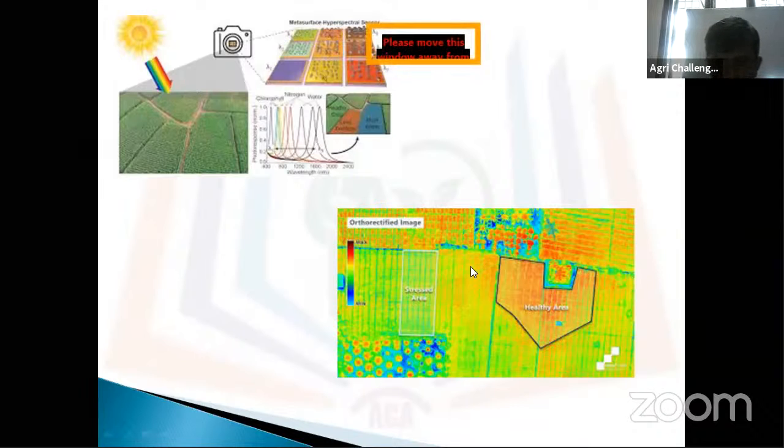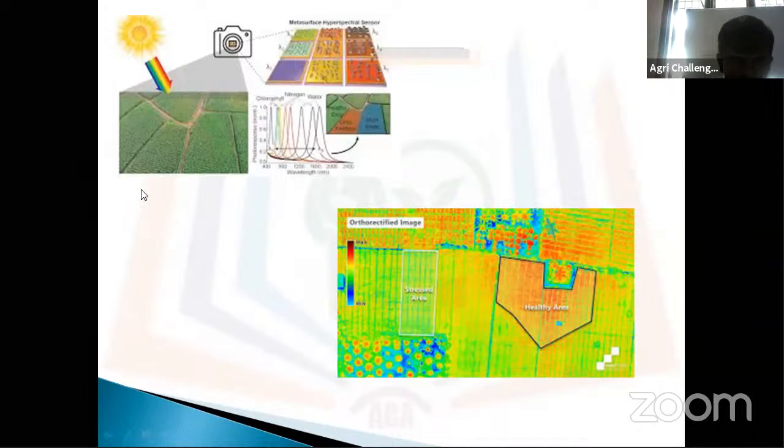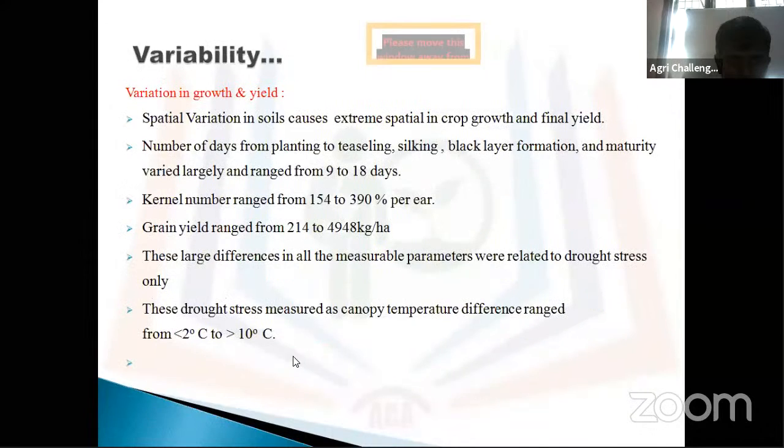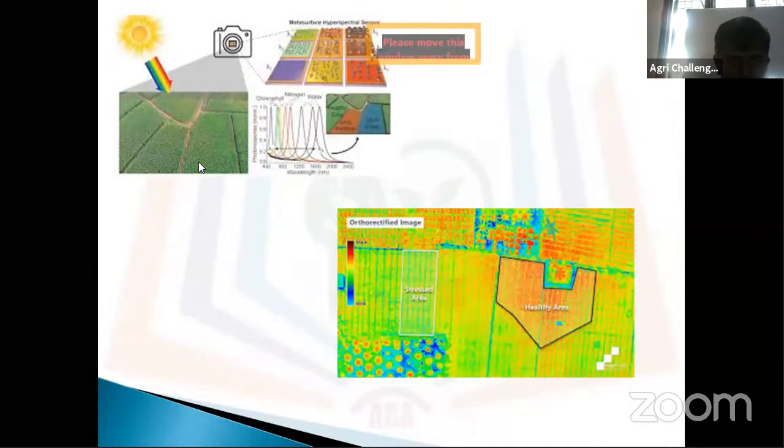Here you can see the different crop management zones. This is a healthy area, this is a stressed area, and some different types: medium stressed, highly stressed. Okay, it is like this.